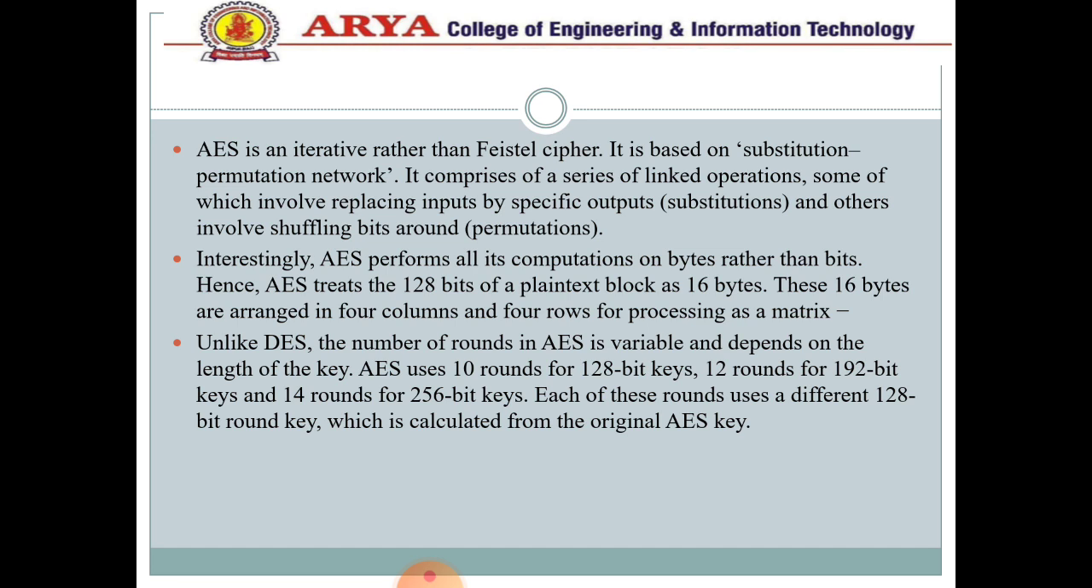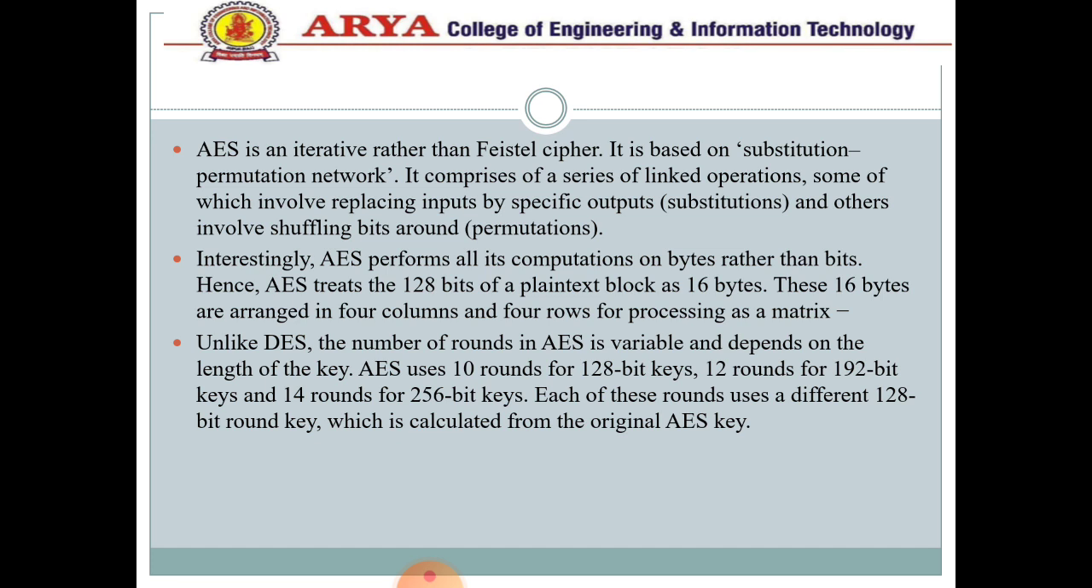AES also uses the concept of substitution and permutation, which include the concepts of confusion and diffusion. The most interesting thing is that AES performs all its computation on bytes rather than bits. AES treats the 128 bits of the plain text block as 16 bytes. These 16 bytes are arranged in 4 columns and 4 rows for processing as a matrix.